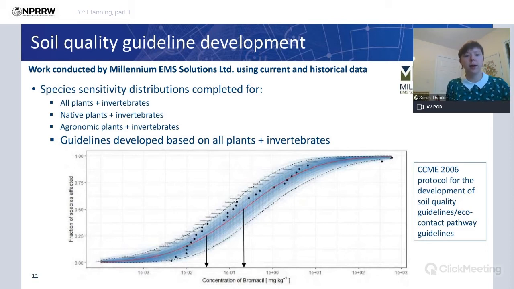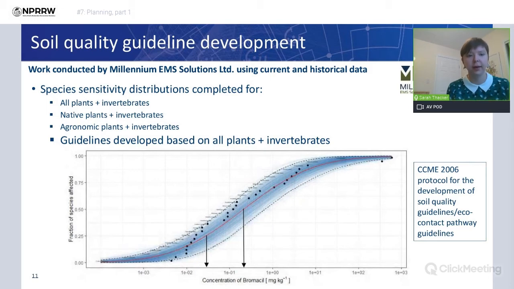Okay, so with that toxicity data, we wanted to look at developing possible alternative guidelines for these sterilants in the province. To develop soil quality guidelines based on the inhibition concentrations that we had determined, we worked with Millennium EMS Solutions, or MEMS. This is a company we work with a lot for various projects, and they followed CCME protocols for developing soil quality guidelines, or soil eco-contact pathway guidelines, which are what are used in our Tier 1 guidelines.